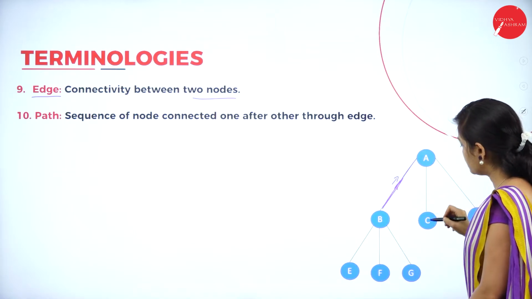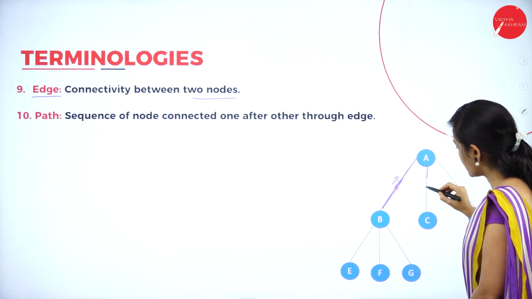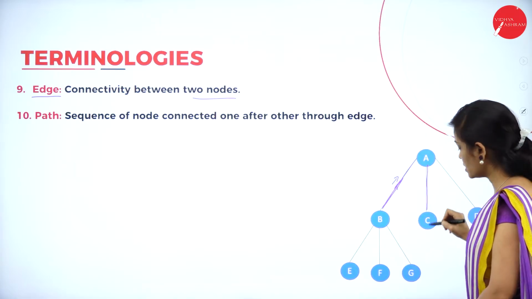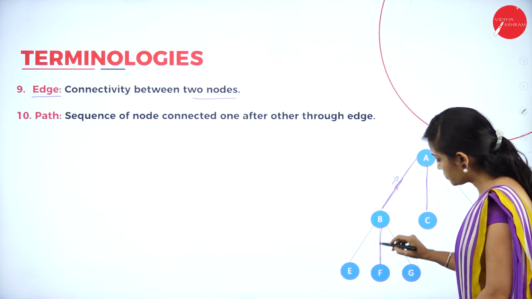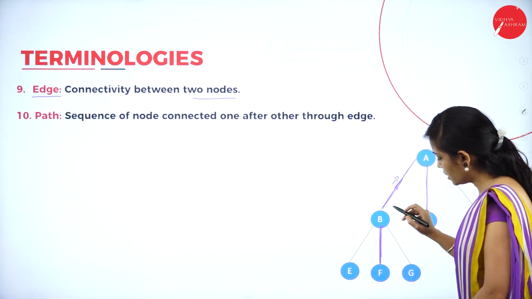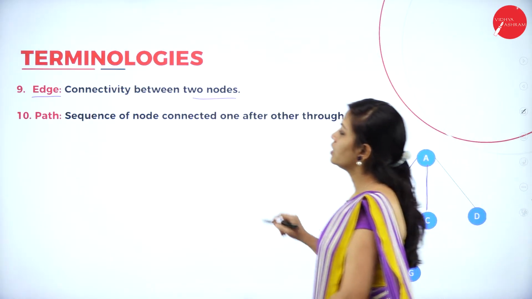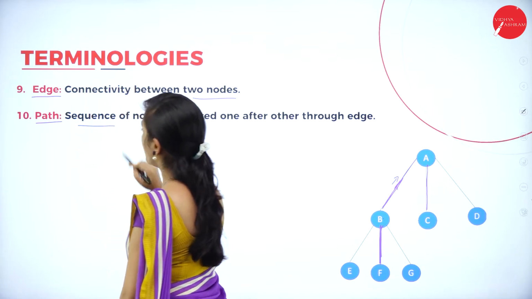Now, what is the connectivity between A and C? This is the connectivity between two nodes, that is node C and node E. And what is the connectivity between this node? So this is the edge B and F. Clear? So now the next one is path.